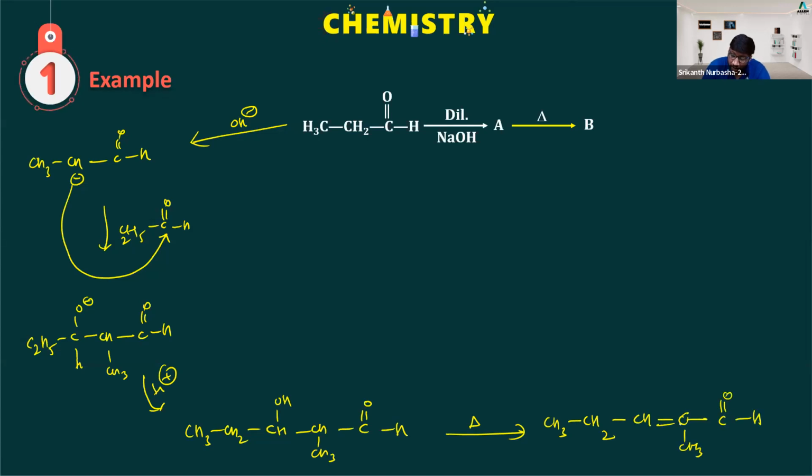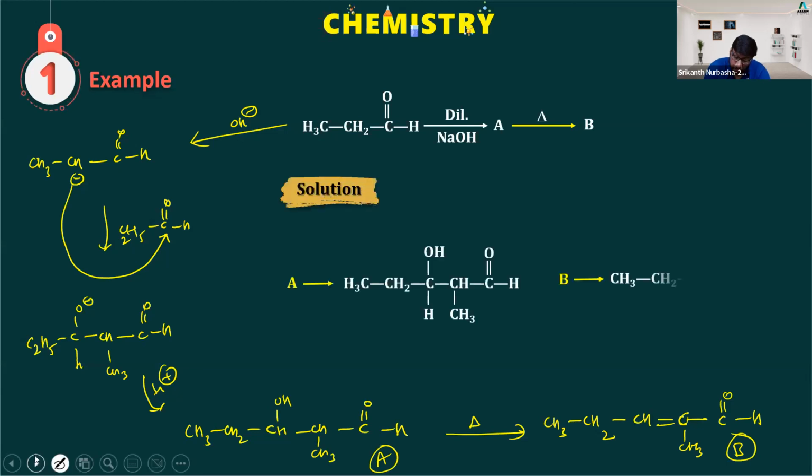Always keep the double bond in conjugation with the C double bond O. So this is nothing but your compound A, and this is nothing but your compound B. Compound A is CH3 CH2 CHOH CH CH3 C double bond O. Compound B is CH3 CH2 CH double bond C CH3 C double bond O. Got it?